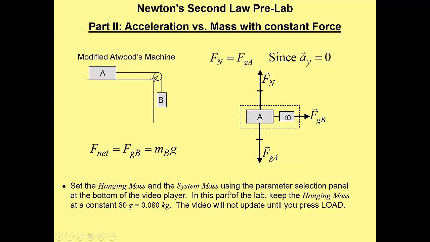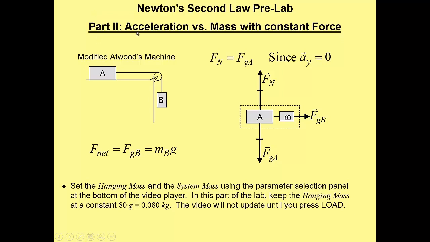So you're going to go in, and down in the parameter selection panel at the bottom, you can choose different hanging masses and system masses. In this part of the lab, we're going to keep the hanging mass a constant 80 grams, please. 0.080 kilograms. So please choose the 80 gram one, and don't forget to hit load. Each time you want to change it, you've got to hit load, but make sure your hanging mass is the same every single time, and that way your slope should match what I think it should be when you go back to finish up the Pivot Interactive.